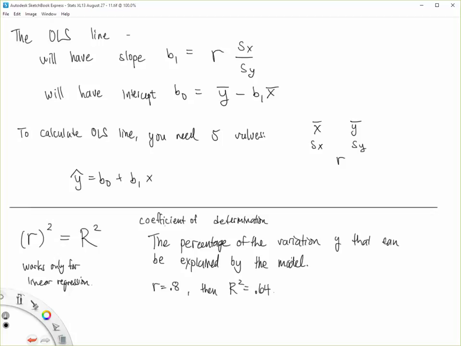64% of the variation in y. In y, so the 64% of quadrants. Yeah. Whatever y is. Right. Yeah. I'm just connecting it. Yeah.